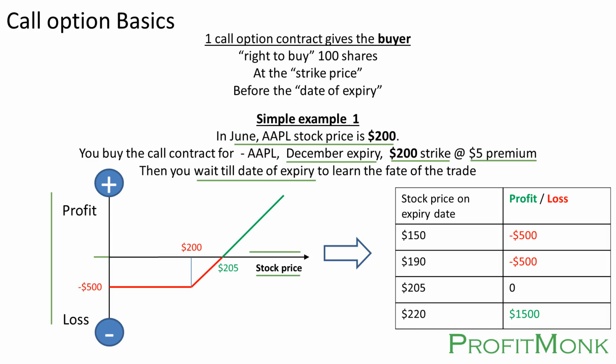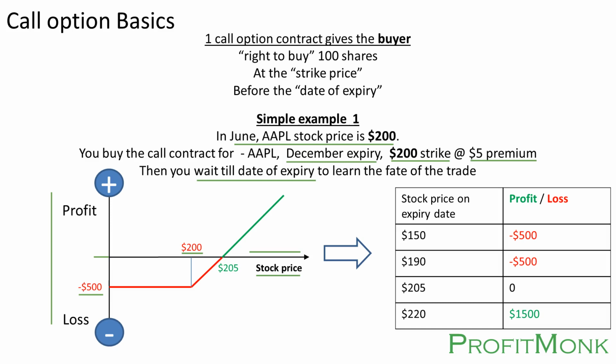If the stock price on the date of expiry is exactly $200 or less than $200, you lose the premium that you have paid. So your losses are limited to $500. It doesn't matter whether the stock is $190 or $180 or $170 or $100 or $0. You will lose a fixed amount, and that amount will be equal to the premium that you have paid at the start of the contract.